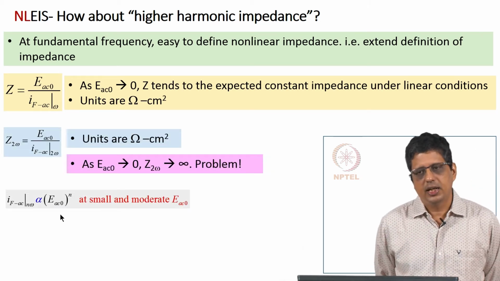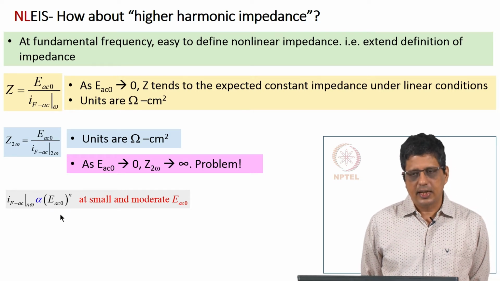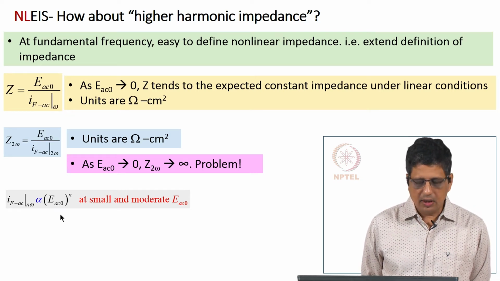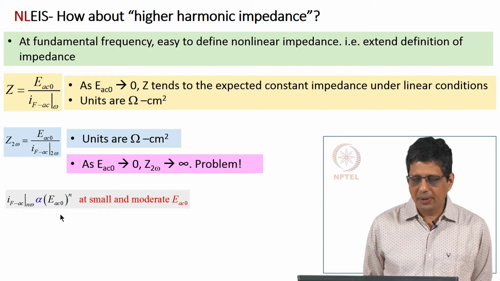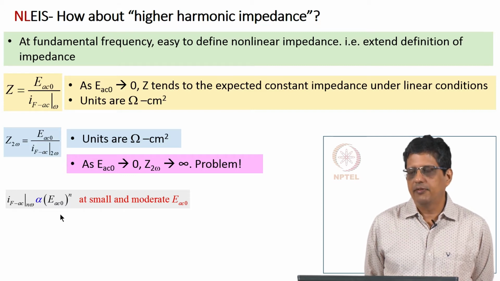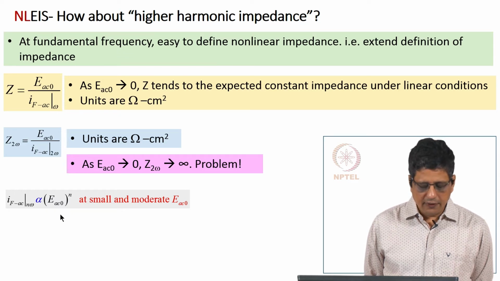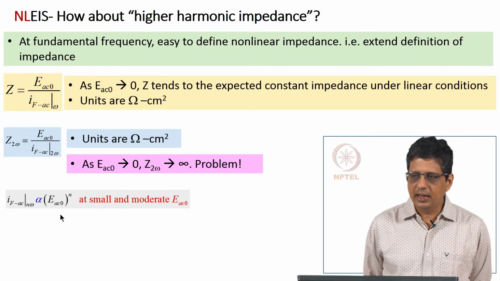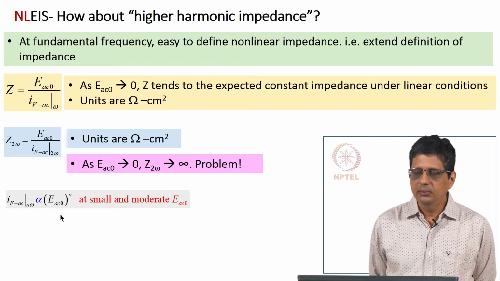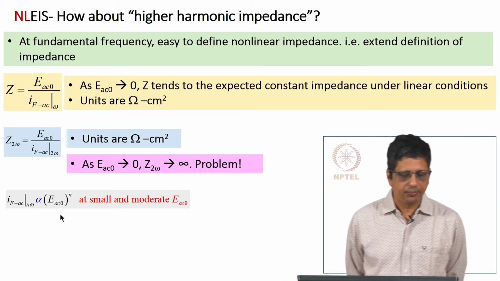Let us say we measure the current at fundamental, we also measure the current at second harmonic, and we call that as I_F,AC at 2 omega. We do not measure the Faraday current, we measure the total current. Okay. But right now, we are looking at the definition. We might be able to calculate the Faraday current for a given model or a given mechanism.